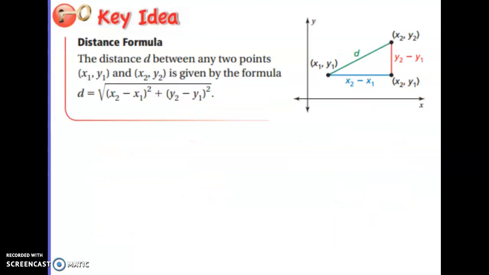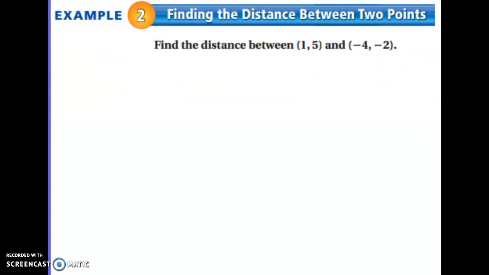Next, we're going to talk about the distance formula. It says here, the distance D between any 2 points, so that's the green line here, x1, y1, so here's the first point, and x2, y2, is given by the formula D equals the square root of x sub 2 minus x sub 1 squared plus y sub 2 minus y sub 1 squared. So really, it's using the Pythagorean theorem to find the distance between these 2 points. So here you have the legs, and then the hypotenuse is the green line. So let's see how to use this for our problems.